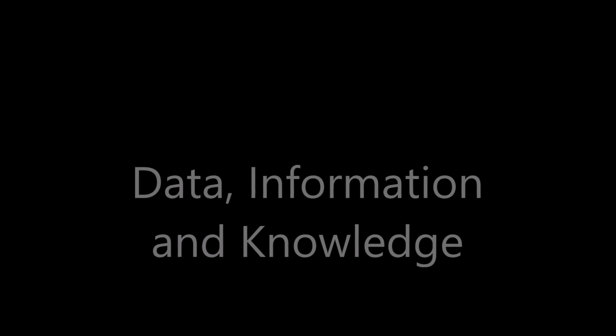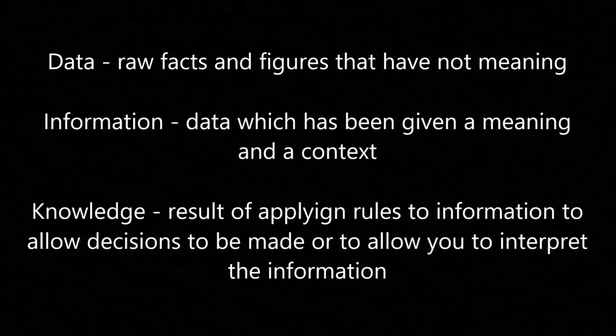Data, information, and knowledge. Data is raw facts and figures that have no meaning. Information is data which has been given a meaning and a context. Knowledge is a result of applying rules to information to allow decisions to be made or allow you to interpret the information.